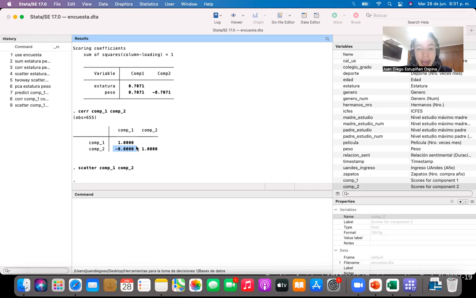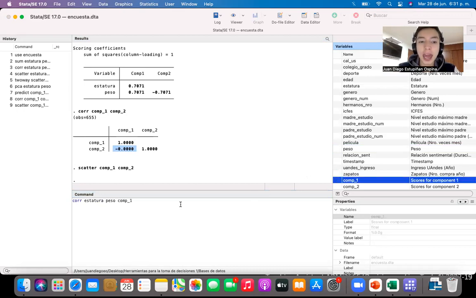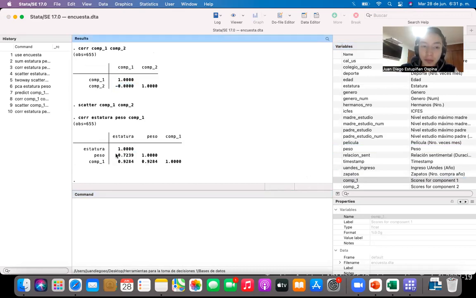Also, for example, we can calculate the correlation between the variables that we use in the principal component analysis and one of the components. So, sorry, I'm going to use estatura, peso, and component number 1. And here you will see that component number 1 has a strong correlation with the height, but also with the weight of the respondents.